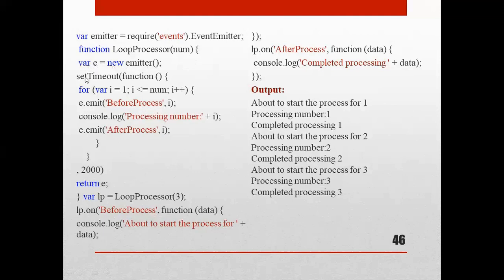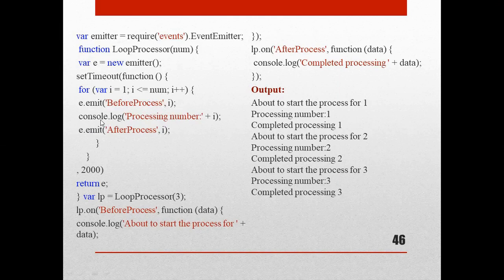Then we are going to use the setTimeout method. Inside that we are going to write a function consisting of a for loop, where i is equal to 1, then i is less than or equal to number, and i plus plus. This is a for loop for increasing the number starting from 1. Then e dot emit beforeProcess comma i. These are the events, or the listeners, we are going to register afterwards.